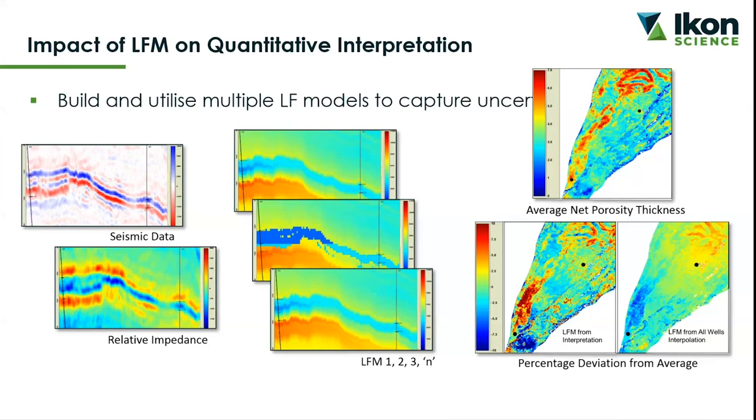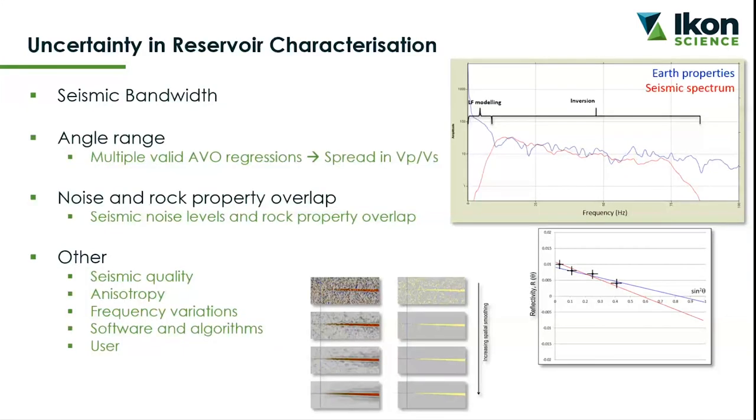So to summarize, we've got all sorts of issues around uncertainty in the reservoir characterization process. Seismic bandwidth, angle range. For example, if you have a limited angle range, the uncertainty in VPVS estimates will be greater than if you have a larger angle range. Noise and rock property overlap. So there are always going to be limitations in certain geological settings that mean that you won't be able to detect very thin layers.